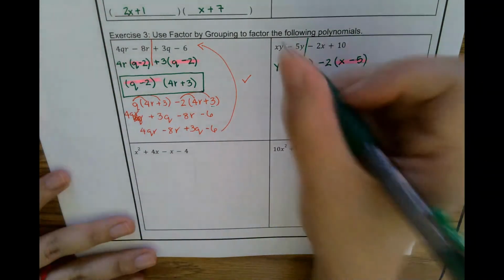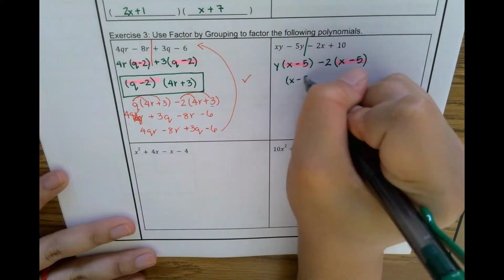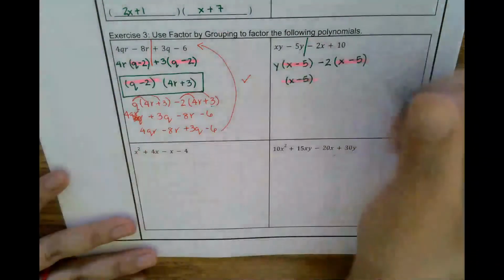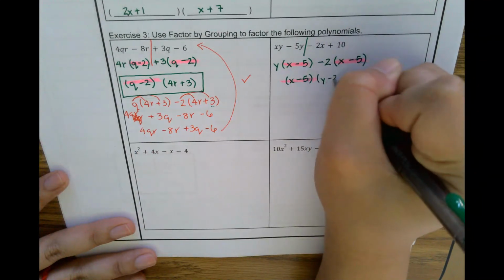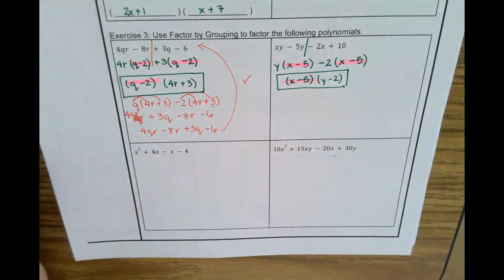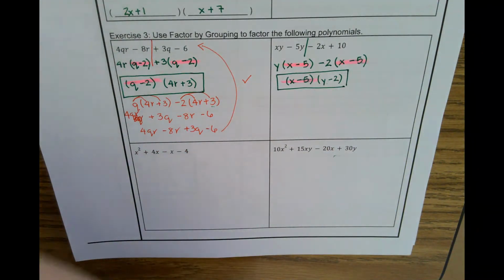So then it is x minus 5 is what they have in common. I can pull it together, and a y minus 2. And then just to show us that we did it correctly, let us check.